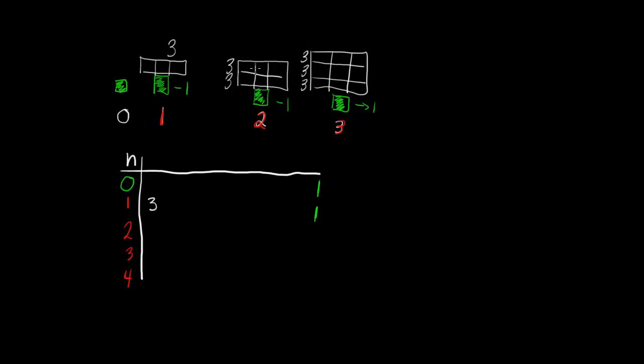And then in our next picture, we've got 3 plus 3 white blocks, and then the one green block. In our next picture, we've got 3 plus 3 plus 3 white blocks, and then our one green block. In our next one, we've got 3 plus 3 plus 3 plus 3, what we'd have after this one, and then our green block.